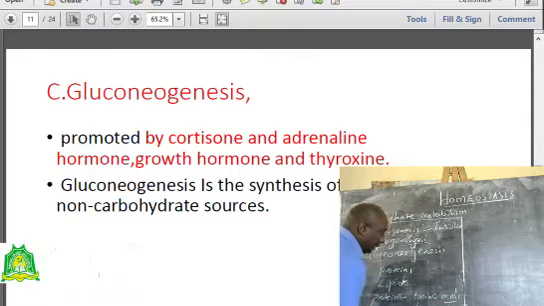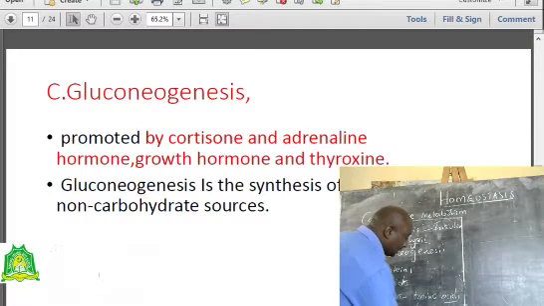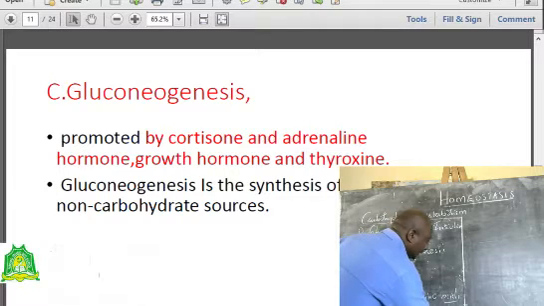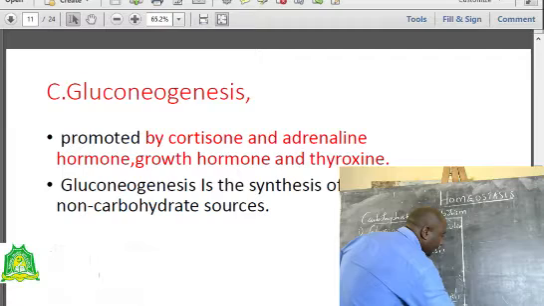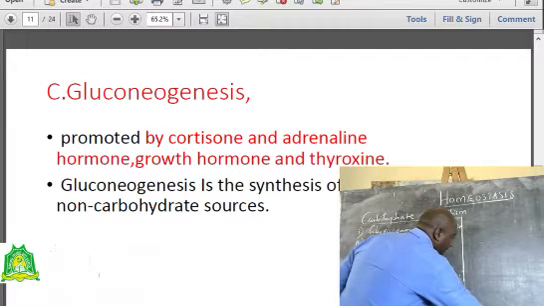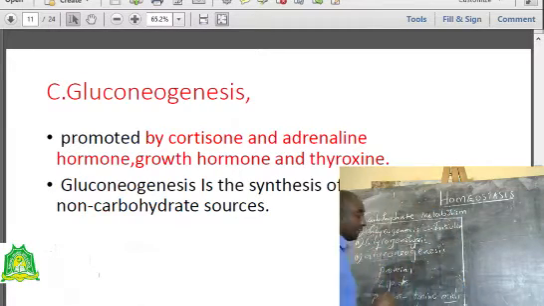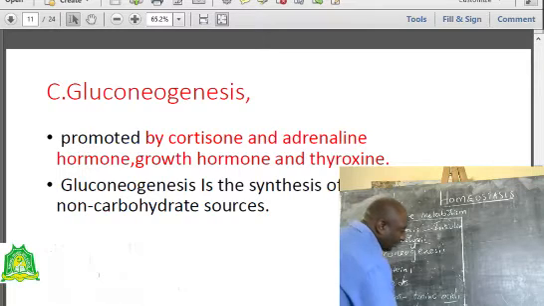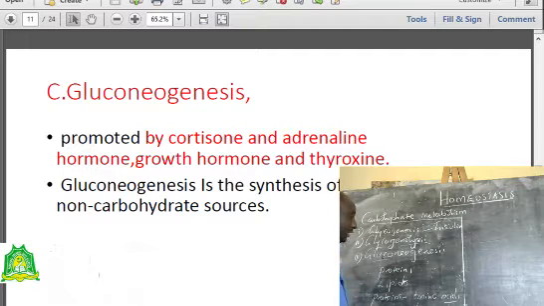Deamination means it involves reacting with oxygen. It will give us a carboxylic acid, and of course plus ammonia. We shall look at the fate of that ammonia later. But our major concern is this carboxylic acid. This carboxylic acid will undergo respiration in the mitochondria to yield energy.